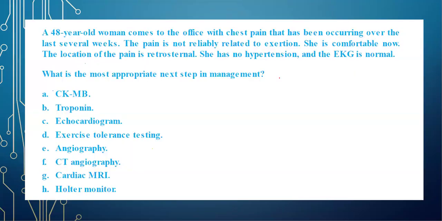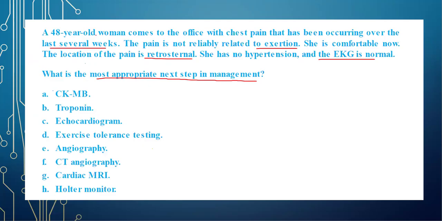Moving on to acute myocardial infarction management. Let's start with a question first. A 48-year-old woman comes to the office with chest pain that has been occurring over the last several weeks. The pain is not reliably related to exertion. She is comfortable, location retrosternal, ECG normal. What is the most appropriate next step in management?